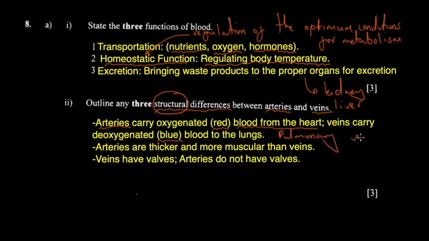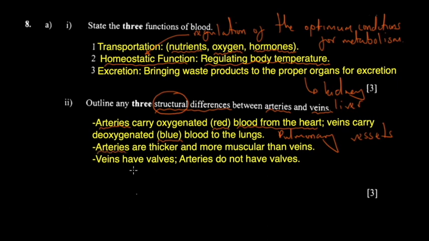So look this up. The pulmonary vessels are different. The pulmonary artery is the one that carries deoxygenated blood, and the pulmonary vein is the one that carries oxygenated blood. So this is the one exception for this differentiation here. And arteries are thicker and more muscular than veins for a reason.